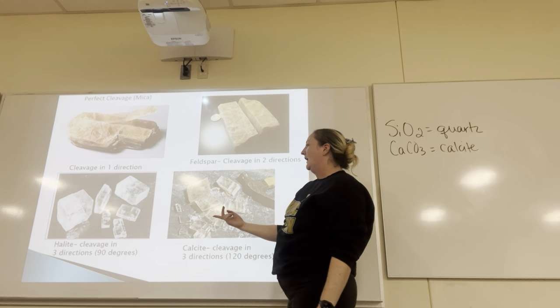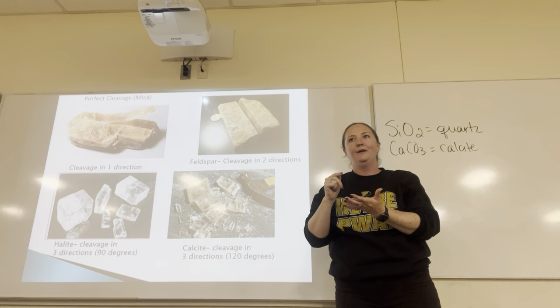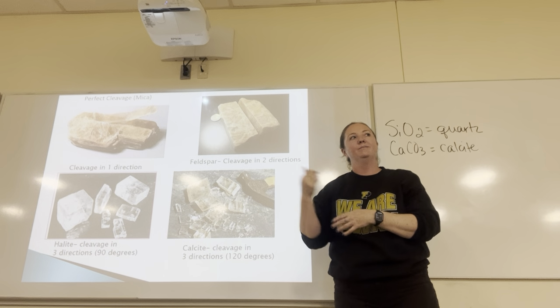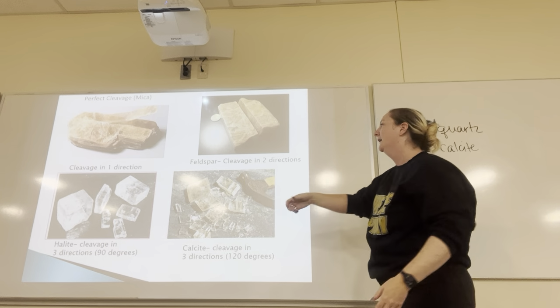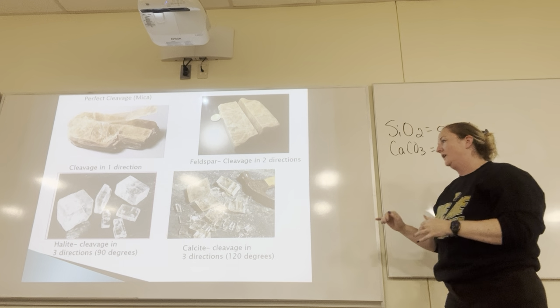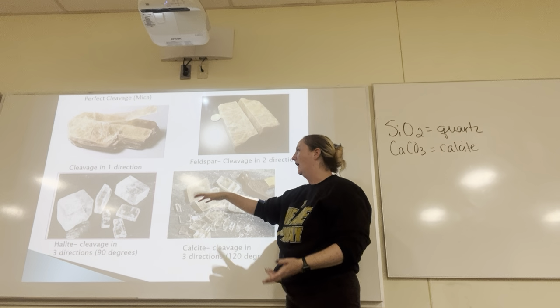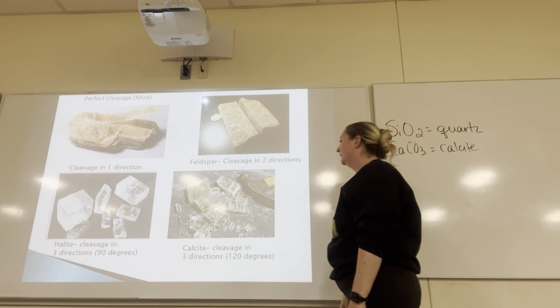Halite cleaves in three directions at 90 degrees. That's our table salt. So all those little cubes I used to look at on my finger, being like, how'd they cut them like that? They didn't. That's just how they break. And then calcite cleaves in three directions, but with a 120-degree angle. So more of a rhombus shape, a parallelogram, not a cube like those. All right.